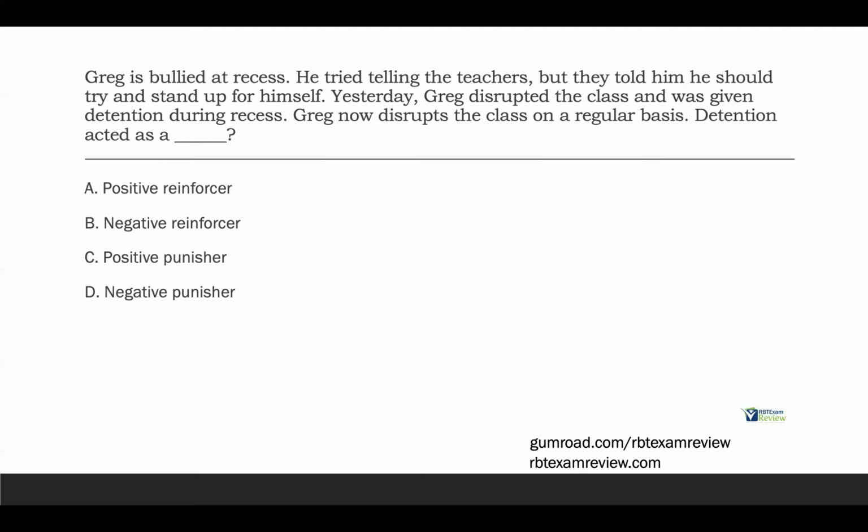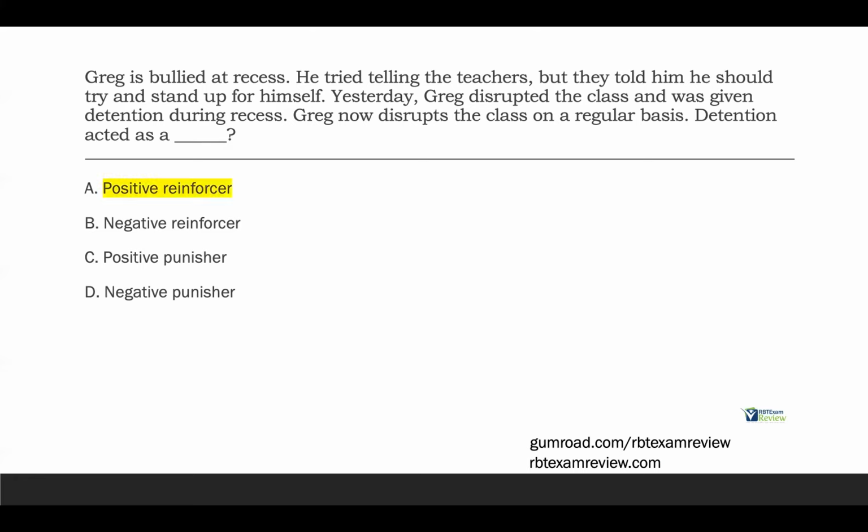Okay. When we ask about reinforcement and punishment, what are we looking at? How does the behavior change? That is the key. Okay. Greg disrupted the class. He was given detention. He now disrupts the class all the time. What did Greg's behavior do? Greg's behavior increased. Therefore, detention is what? A reinforcer. Okay. Now ask yourself, was a stimulus added or was a stimulus taken away? Well, detention was added. Therefore, it has to be what?